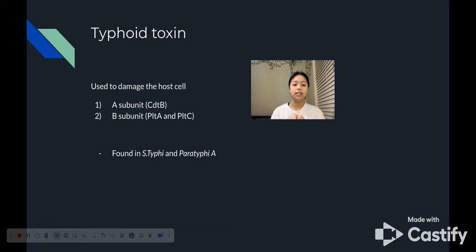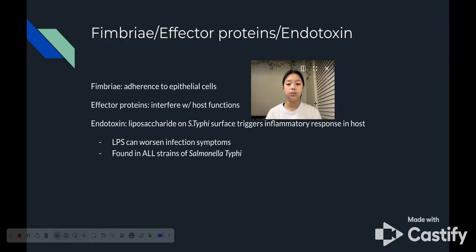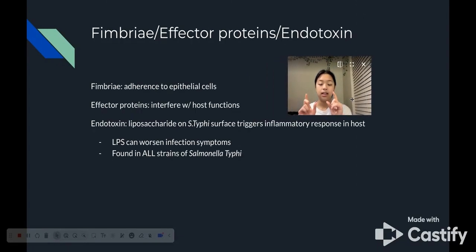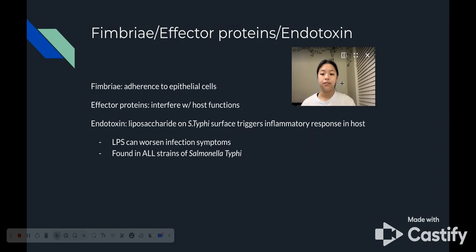This one's usually found in S. typhi and paratyphi A. So next, we're going to have our fimbriae. It's going to be adhering to epithelial cells within your ileum and your small intestines. And it's also going to have effector proteins. This one, S. typhi actually has a specific protein called STOD. And it's gonna cause the ubiquitin within your body to be abnormally distributed. You don't want that to happen. We want everything to be evenly distributed.